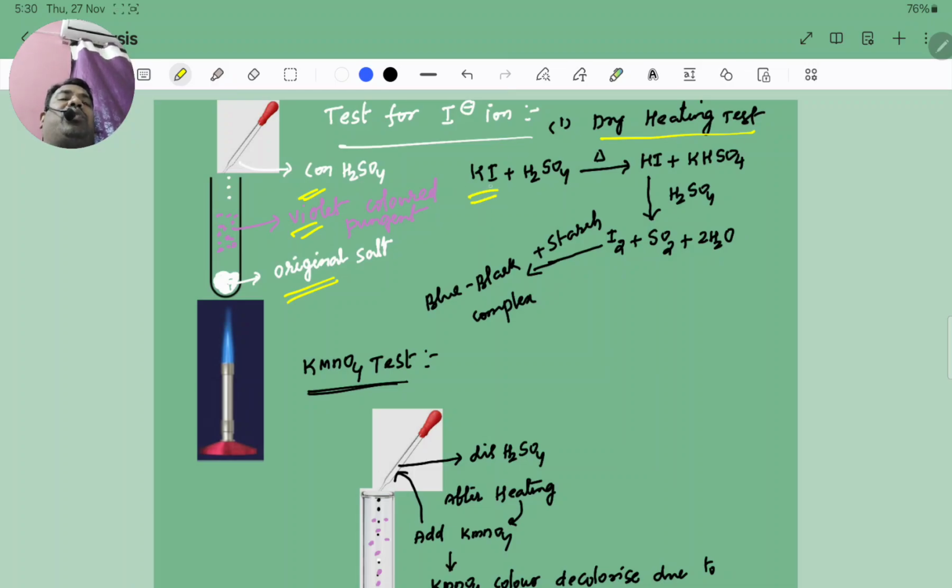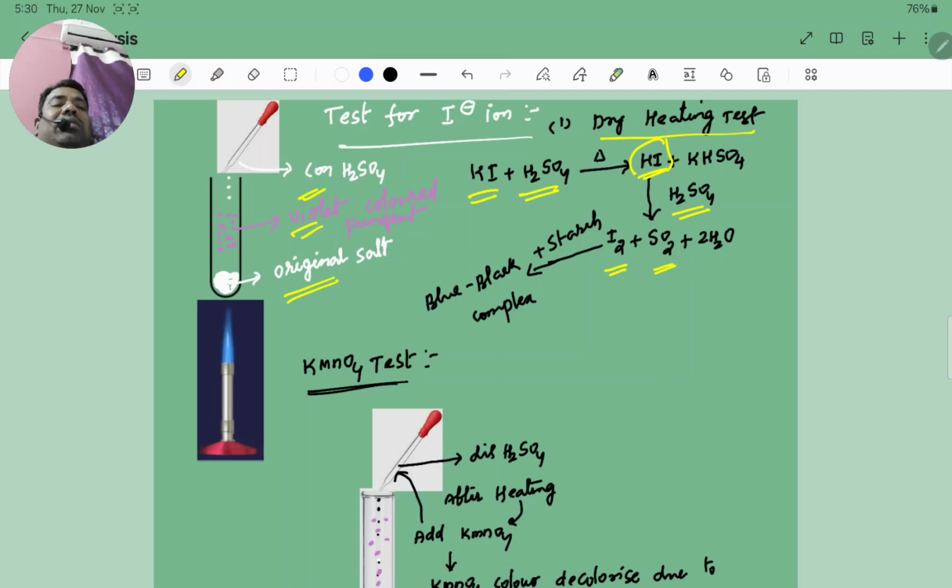So this is the reaction. Potassium iodide reacted with H2SO4 followed by heating, and it will produce hydrogen iodide. This hydrogen iodide reacted with H2SO4, and it will produce I2 plus SO2 gas.